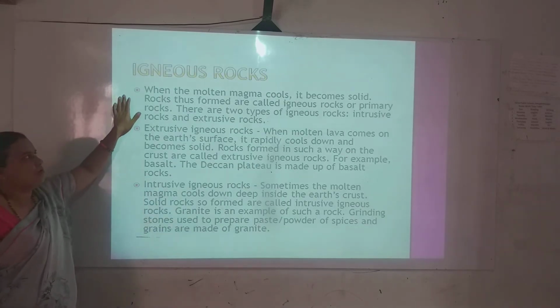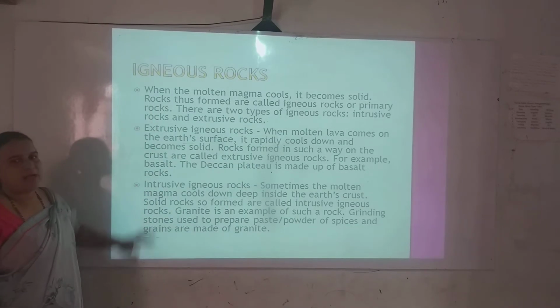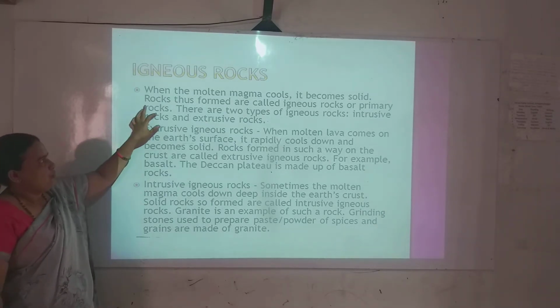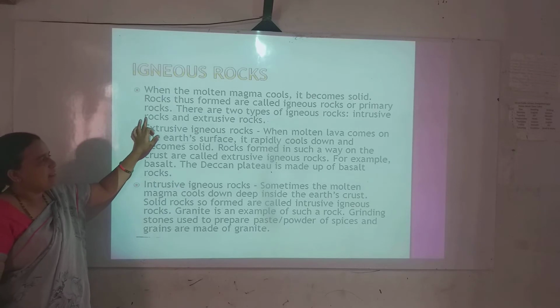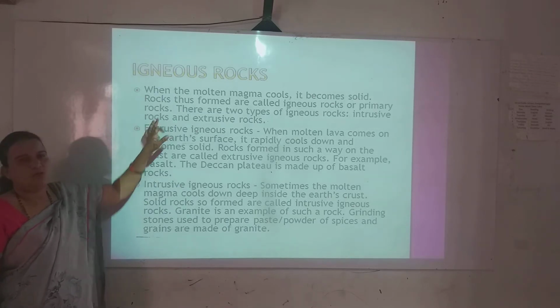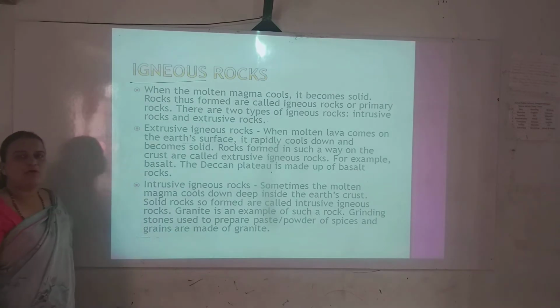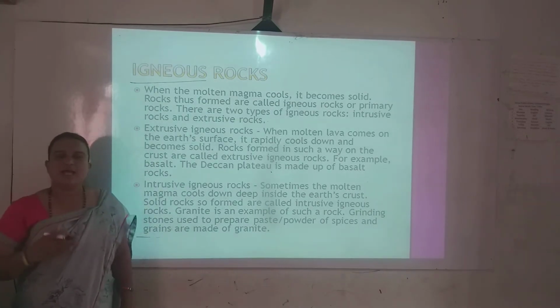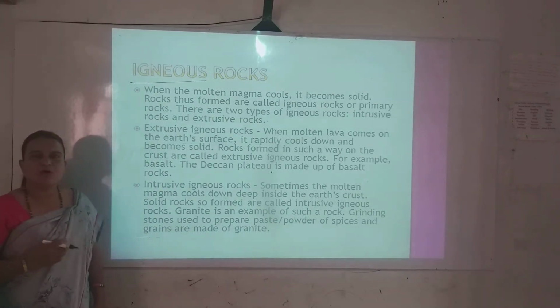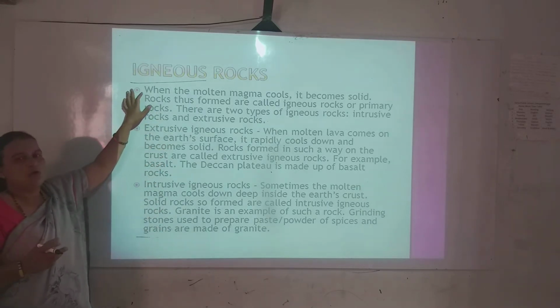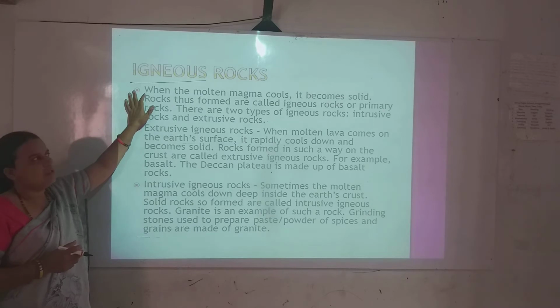Now igneous rock. When molten magma cools, it becomes solid. Rocks thus formed are called igneous rocks or primary rocks. Igneous rock is also called primary rock because for the sedimentary rock as well as for metamorphic rock, the primary material is obtained from the igneous rocks.